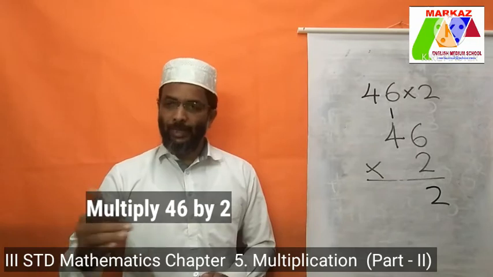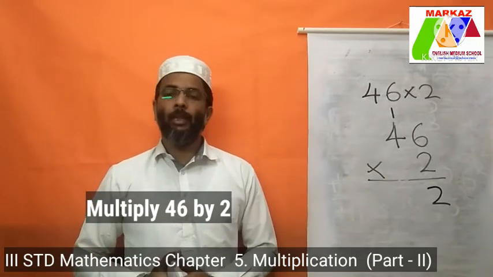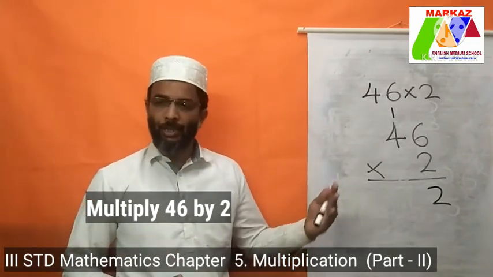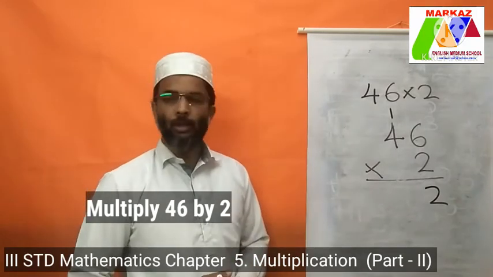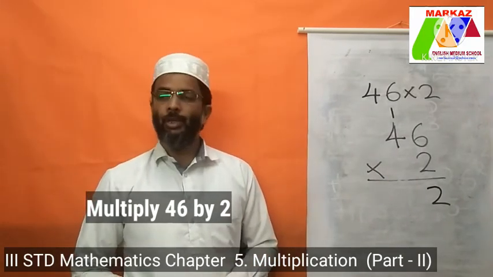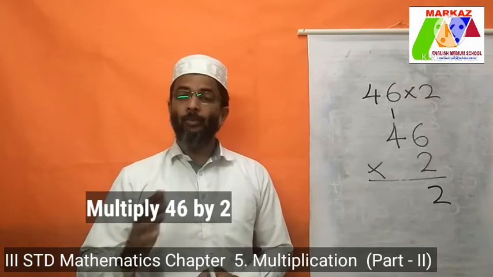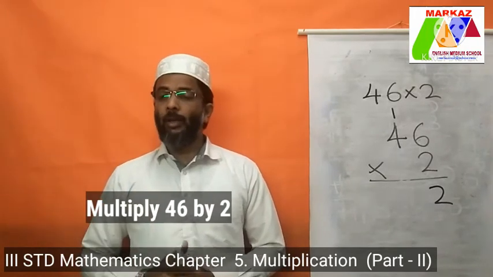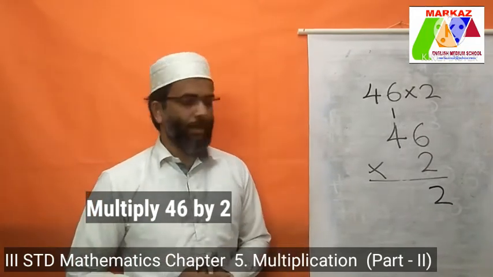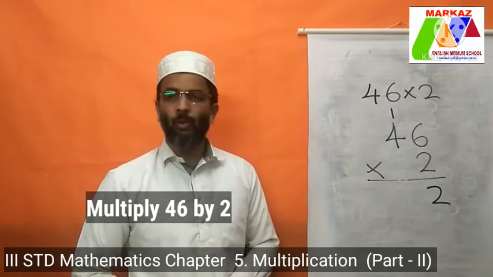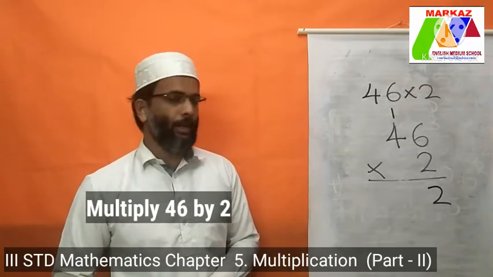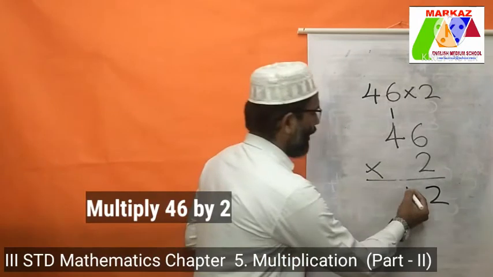Now we can do the second step. We multiply the bottom digit by the next digit in the top number. 2 into 4 is equal to 8. That was easy, but don't forget about that digit we carried. So 8 plus 1 is equal to 9. Our answer is 92.